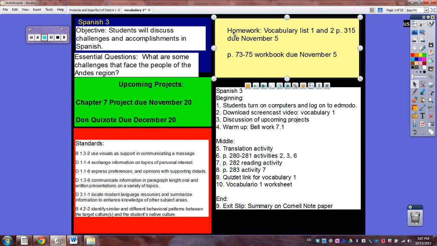Your homework is going to be Vocab List 1 and 2, page 315, and it is due November 5th. And that's the day we come back from fall break. And also page 73 to 75 in the workbook is due November 5th, which is the day we come back from fall break.